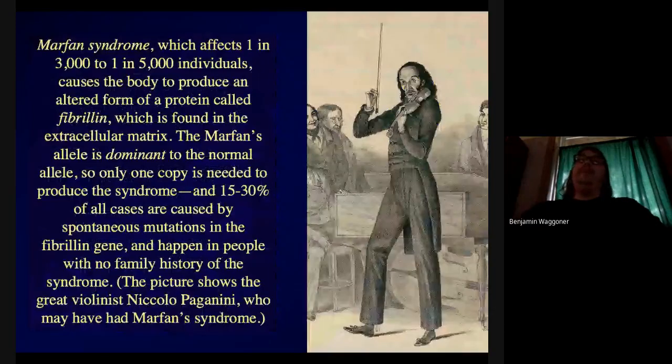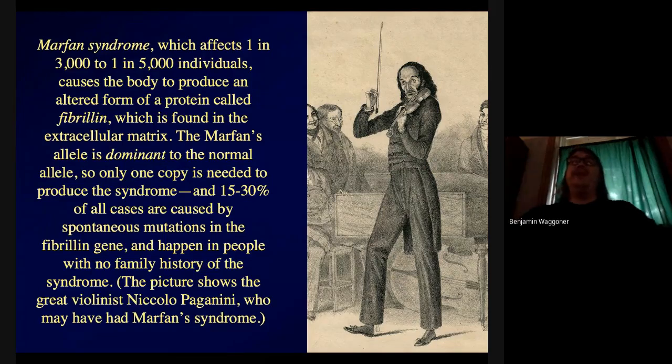There's a condition that people have called Marfan syndrome. If you have it, you have a gene for an altered form of a protein called fibrillin. Fibrillin's found in the extracellular matrix. The Marfan's allele is dominant to the normal allele, so you only need one copy. You need one dominant and one recessive to produce the syndrome. So it can run in families, but somewhere between 15 and 30% of all cases are caused by spontaneous mutations in the fibrillin gene. So it can pop up in people that have no family history of it.